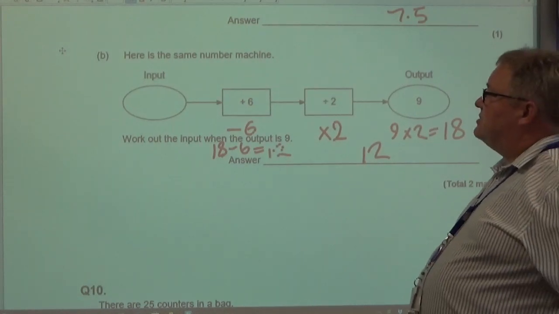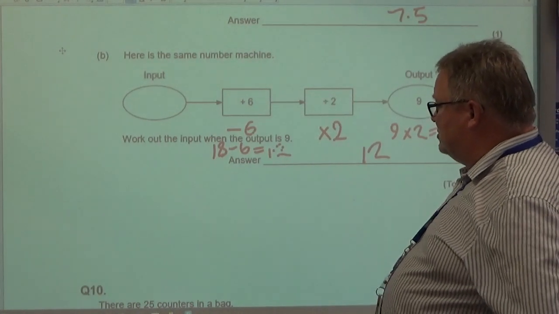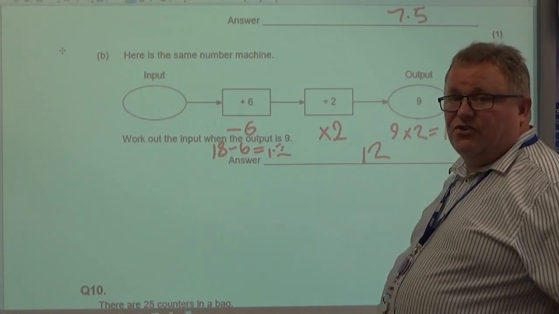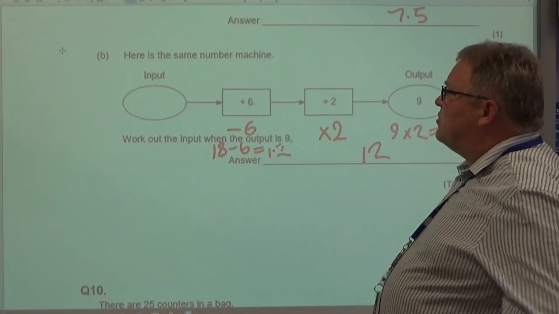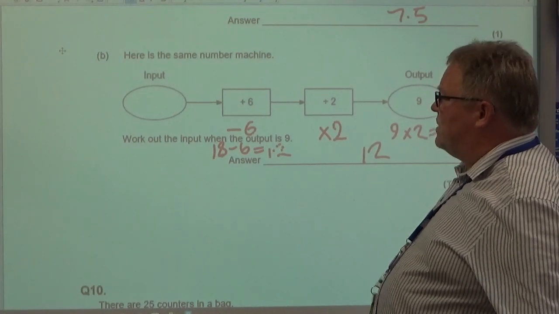Remember, when you get onto the big questions, a grade is around about 10 or 11 marks. So 5-mark questions are going to give you half a grade.